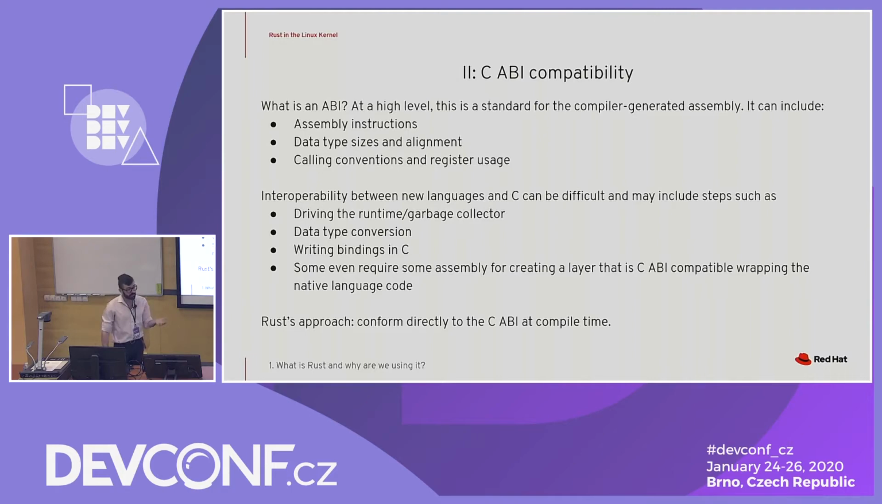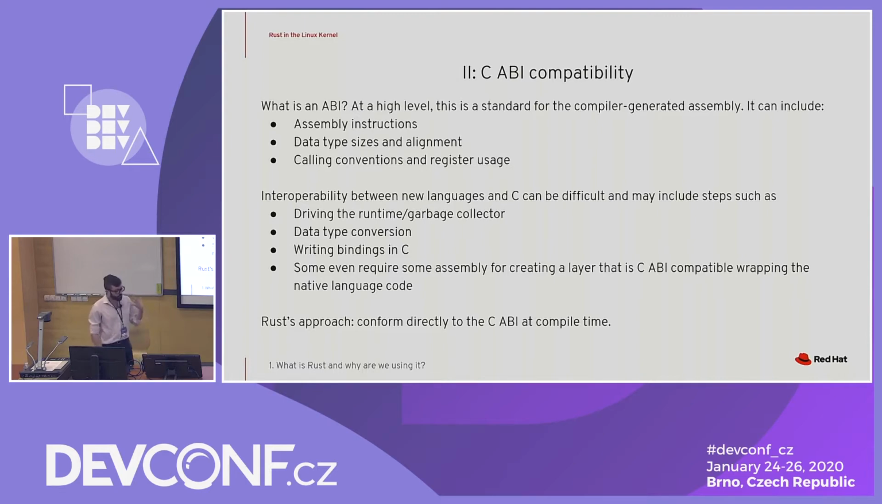A lot of times we'll have interoperability between new languages and C that is plagued by a lot of things like driving the runtime and garbage collector from C. We'll have data type conversions that get pretty painful. We'll have to explicitly write some bindings in C and link that into our new language, or sometimes we even have to write assembly, and a lot of people like to avoid that.